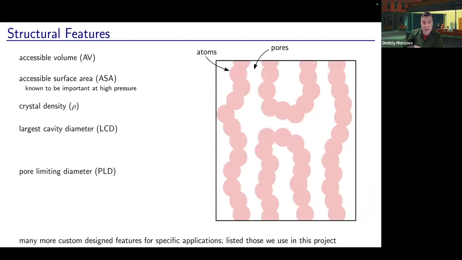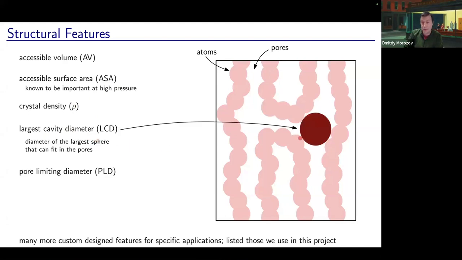But the way this is done traditionally is that computational chemists derive certain structural features. So if these are the atoms of your crystal structure, and these are your pores, then chemists derive features like accessible volume. So what is the volume of the pore space that is accessible to a guest molecule of a certain size, or surface area, or crystal density, or largest cavity diameter. So what is the largest sphere that can fit into the pore space, or pore limiting diameter, which is the largest sphere that can pass through the space. But you can, of course, throw in any other features that make sense to you.